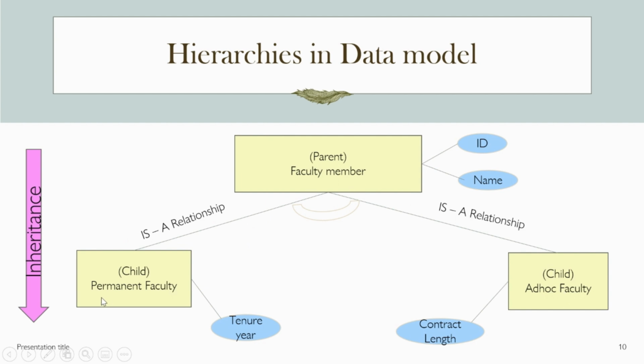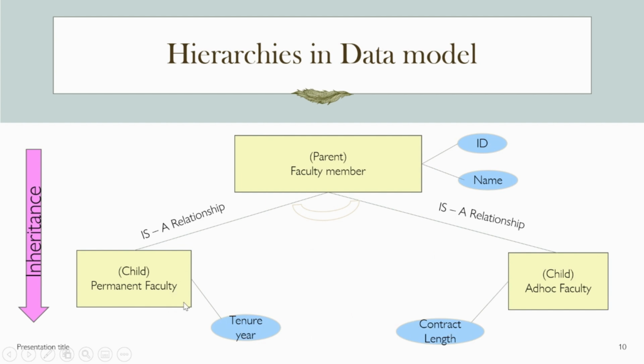But if it is a permanent faculty, or an ad hoc faculty, or a faculty member, all these will have some common attributes, which are id and name. All the faculties will have their id and their name. So all the common attributes I will define only at the parent level, and the unique attributes which are only for permanent and ad hoc faculty I will define at this particular child level.